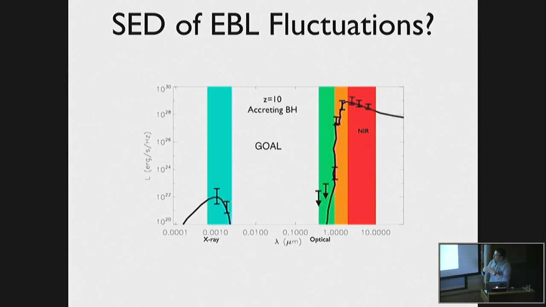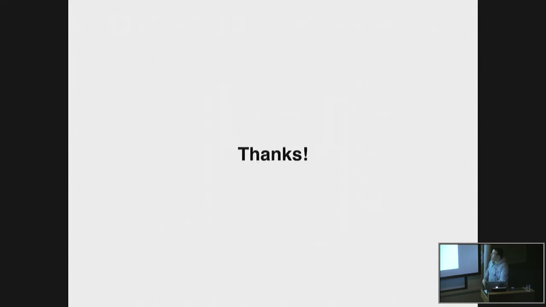In this way, we will be able to fit our data with direct collapse black hole models, or investigate if this fluctuation comes from a local population of objects that we haven't accounted for. And that's about it. Thank you.